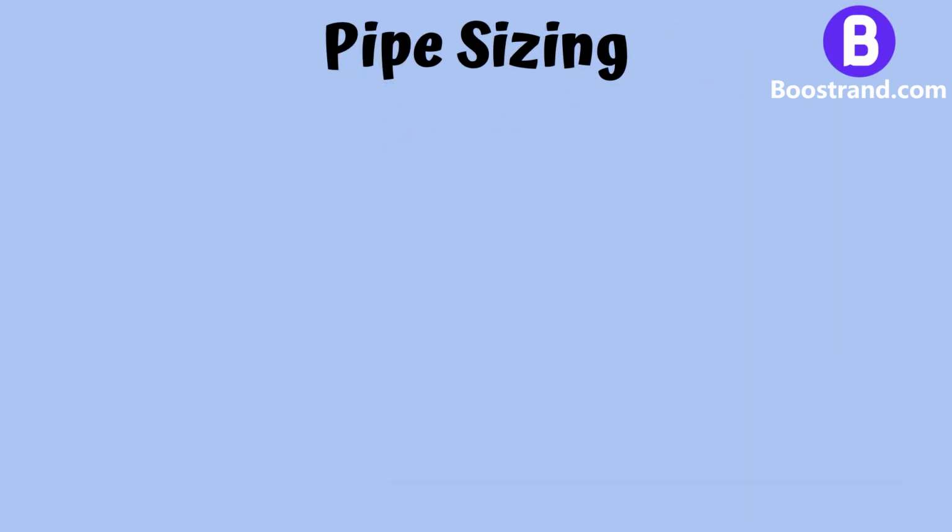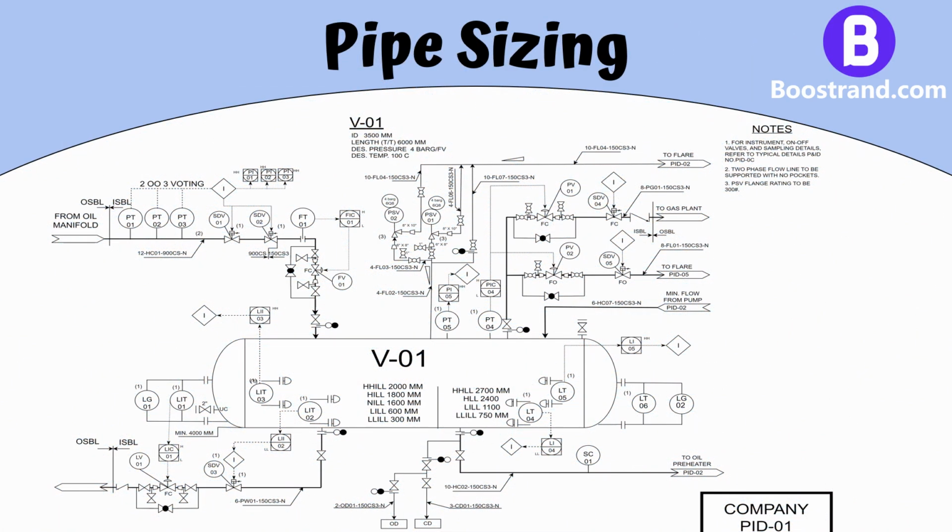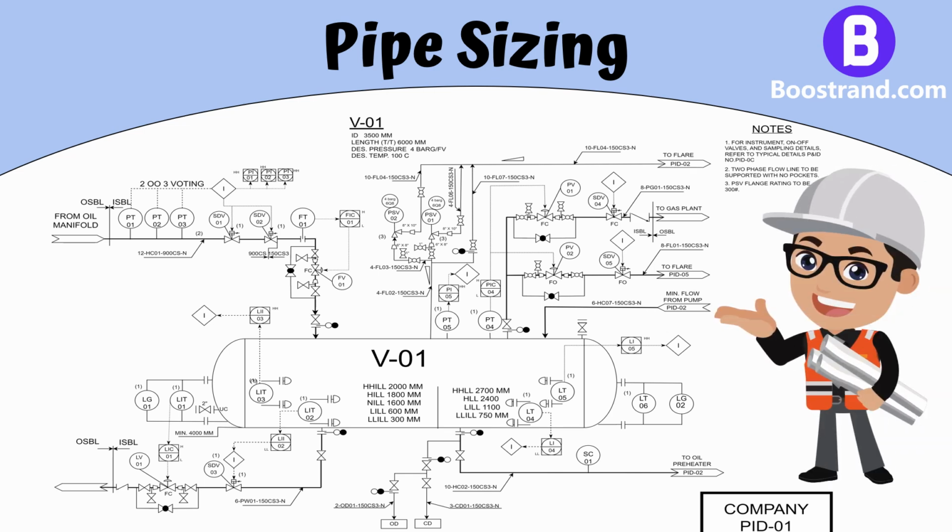So here, the pipe size should be well reflected in the P&ID and in the line list, as these are the official documents used by piping engineers to know the required pipe size.